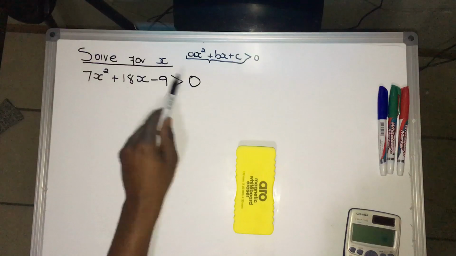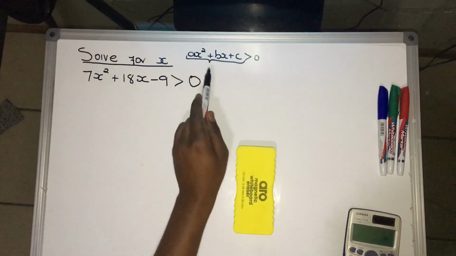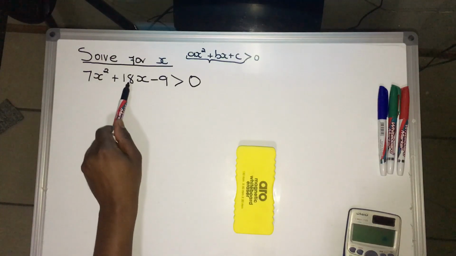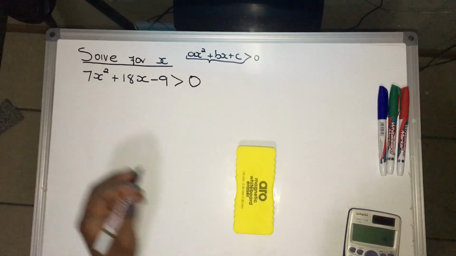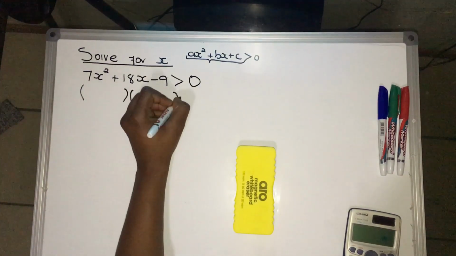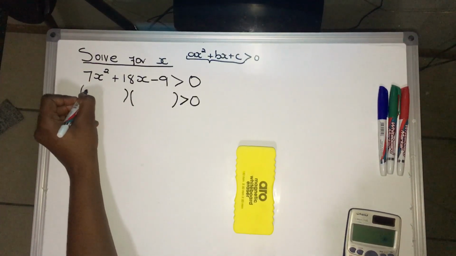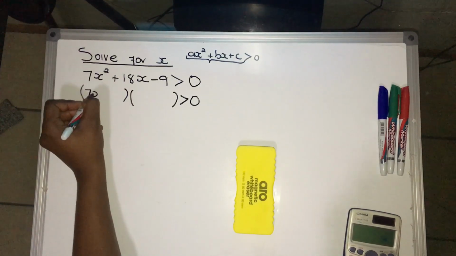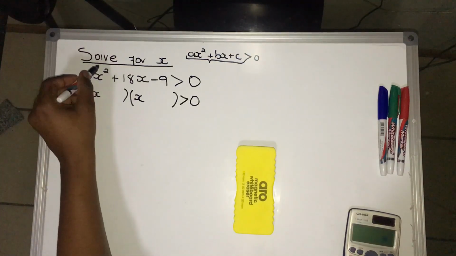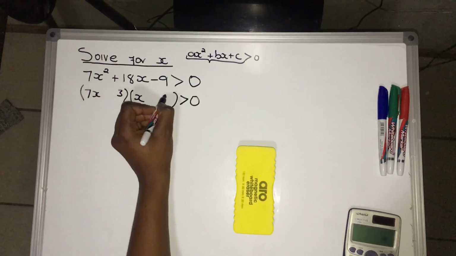Alright, so the first step is to put it in standard form. In this case, it is in standard form, ax squared plus bx plus c is greater than 0, where a is 7, b is 18, c is minus 9. Alright, so now I factorize, because it is a quadratic equation that can be factored. So the first factors: 7x squared gives 7x and x, such that we multiply 7x by x to get 7x squared. The second factors: 9 gives 3 and 3.